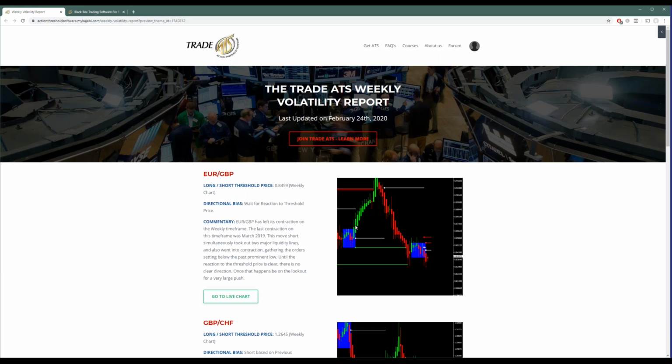There's a lot of movement in euro pound on the weekly time frame, as you can see from the previous expansion. So we're hoping that it'll still follow that suit. So I'm going to look at that.